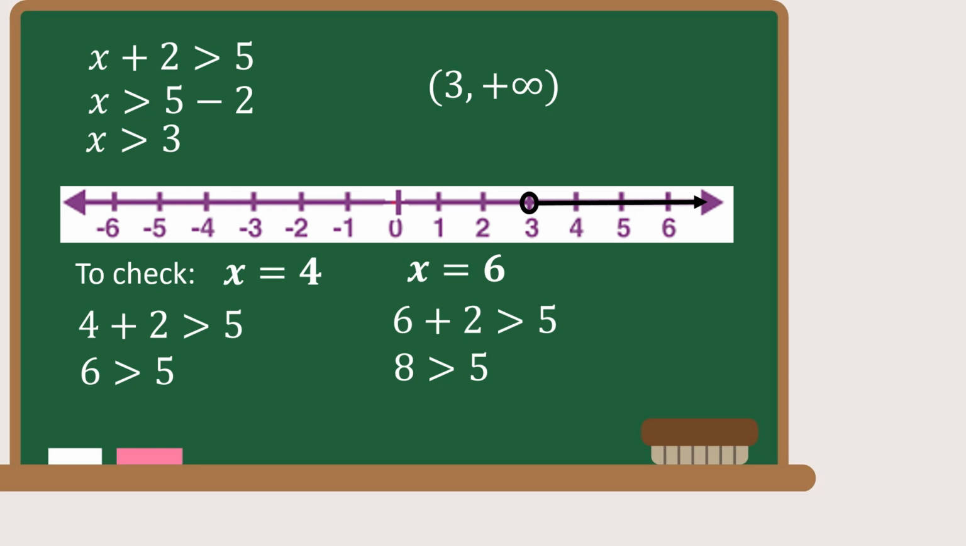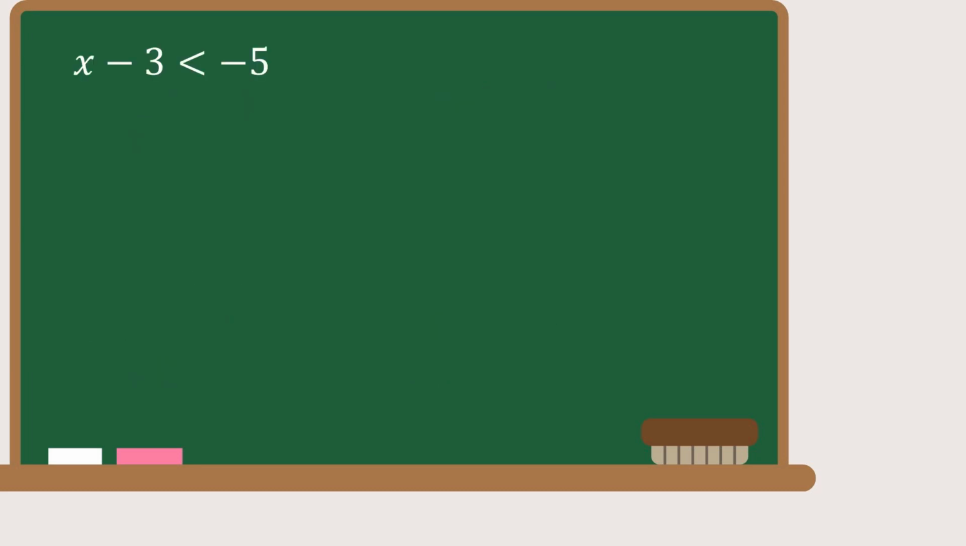Example number 2. We have x minus 3 is less than negative 5. So again, we will go back to our step 1. We need to write the inequality as an equation. After that, we will solve for x. We will transpose negative 3 to the right side. So we have x is less than negative 5 plus 3. Negative 5 plus 3 is equal to negative 2. Therefore, we have x is less than negative 2.